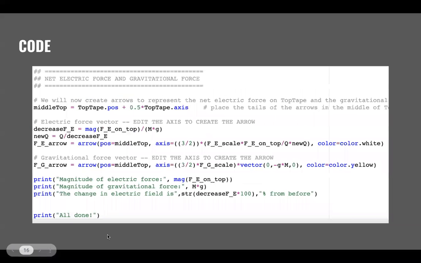And then for N, I used 45 just because I felt like this number was a right number as I viewed the results, like the diagram. Then I used this to calculate the electric field at the top arrow and the force at the top arrow, so their magnitude. And then this is the last piece of code, which is the net electric force and the gravitational force.